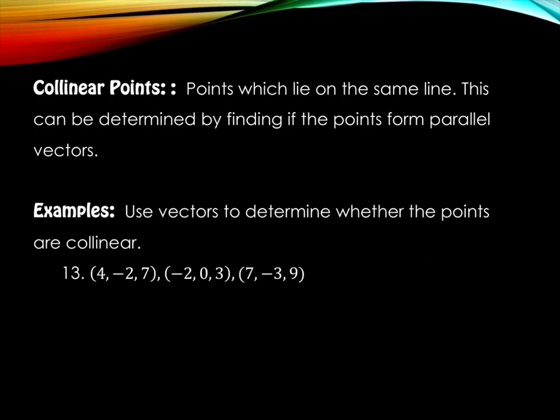Collinear points. That's the other one I told you was a little bit different. All right. Points are collinear when they lie on the same line. You know that. And we can determine this by finding out if the points form parallel vectors. So we actually have to create the vectors and then consider whether or not they form parallel vectors. So we start out with these points and we have to create their corresponding vectors.